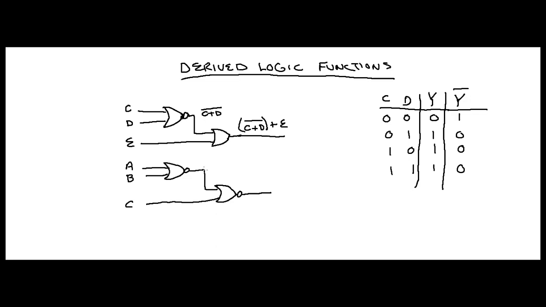Okay, so what's this one right here? This output right here is going to be A or B bar, right? So we know one of the inputs into this second gate is going to be A or B bar. That's one of them. Then you have your other input, which is simply a C, right? And since you have this inverter bubble on the output, you're going to have a bar over everything. Get it? Makes sense? Okay. Very good.